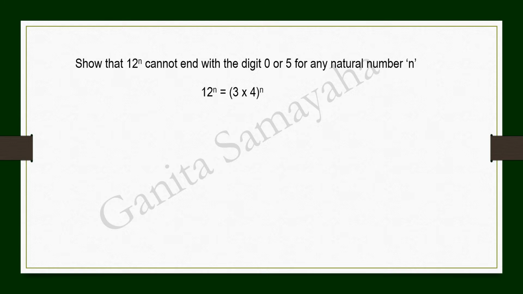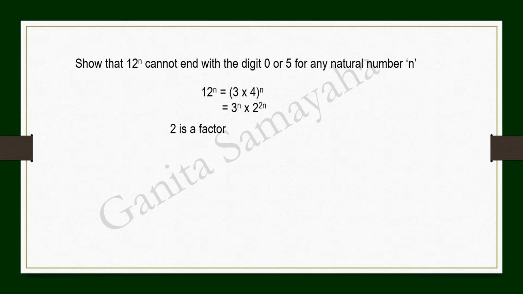Fine. So 12 to the power n can be written as (3 into 4) whole to the power n. 4 can further be written as 2 to the power 2. So this can be simplified further as 3 to the power n into 2 to the power 2n, which means that 2 is a factor of 12 to the power n. Since 2 is a factor of 12 to the power n, is 12 to the power n even or odd, children? Yes, it is even. If it is even, can it end with the digit 5? It cannot end with the digit 5.